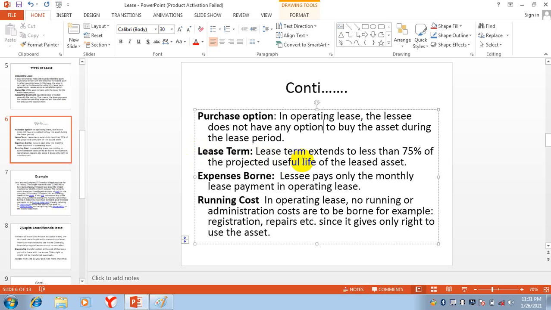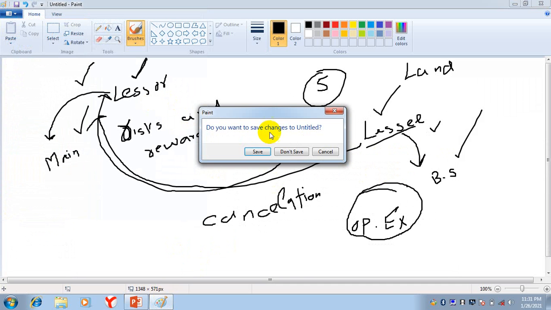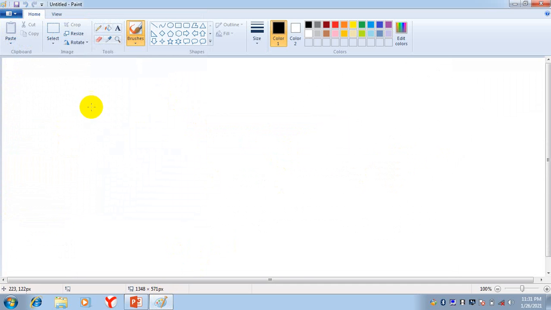Lease term. Lease term extends to less than 75% of the projected useful life of the leased asset. Suppose there is a machine and the useful life of that machine is 100 years. So you can lease this asset for 75 years.